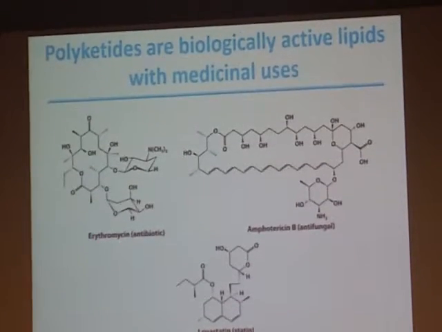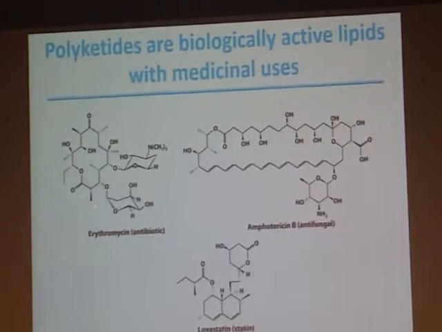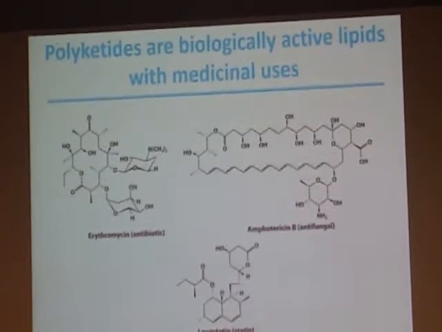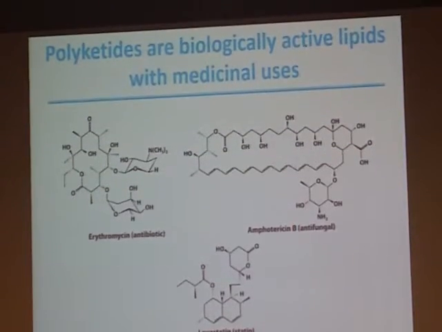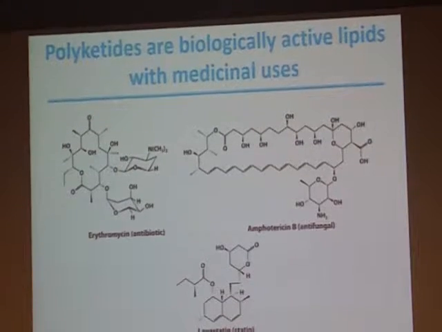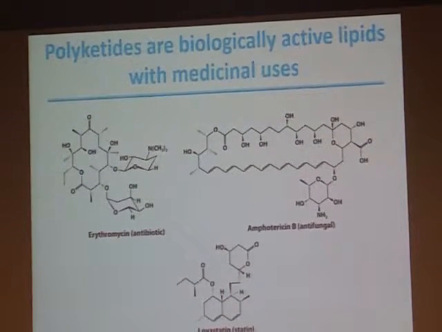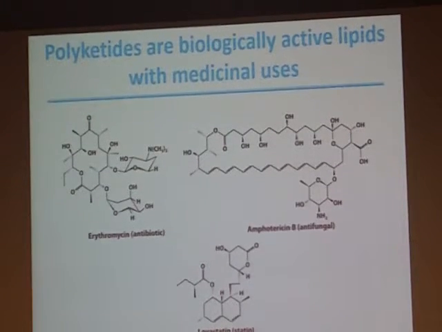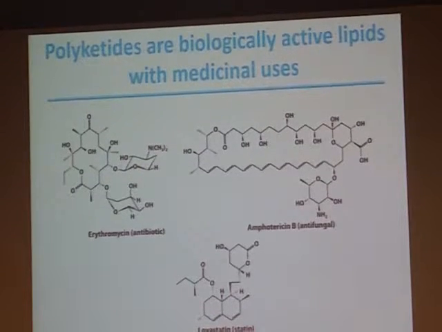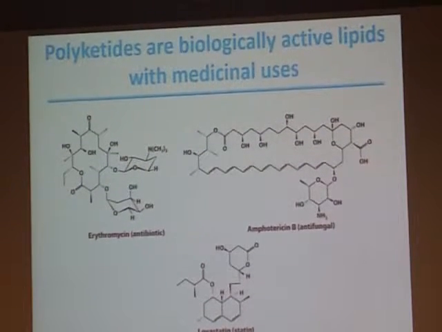So things like erythromycin, right here, this is an antibiotic. Amphotericin B is an antifungal molecule, and lovastatin, a statin, right? Statins are used for controlling blood pressure, right? And these molecules are found in nature. And so what people want to do is they want to understand these kinds of lipids really well because they have such value to human health, okay?